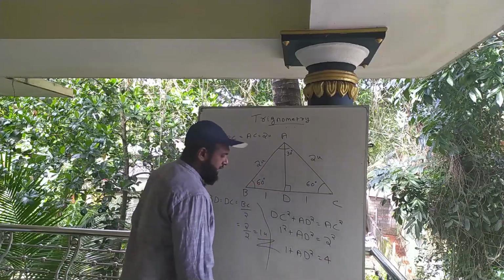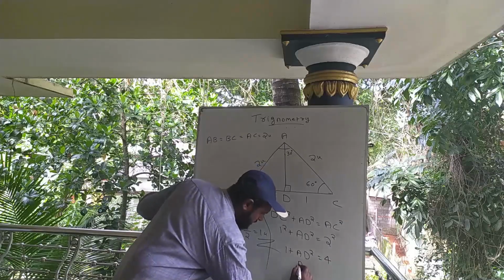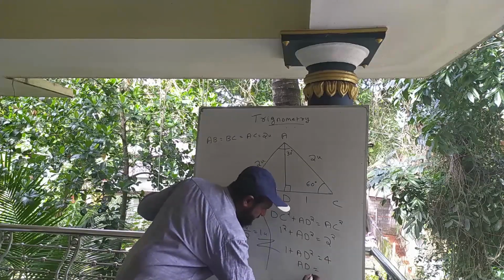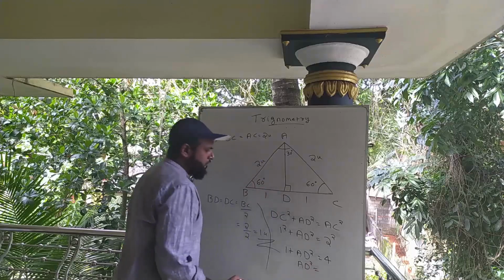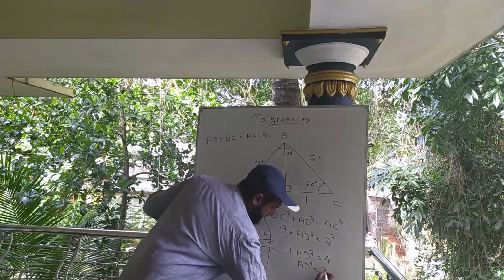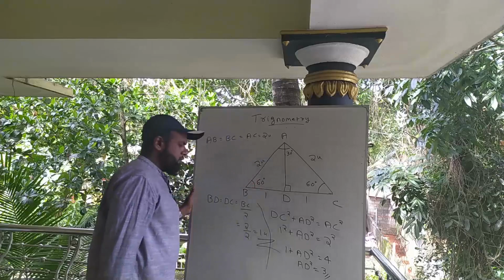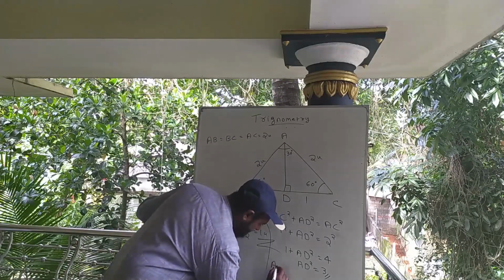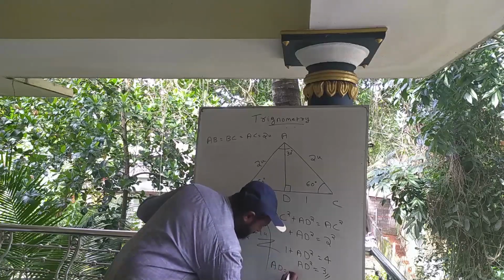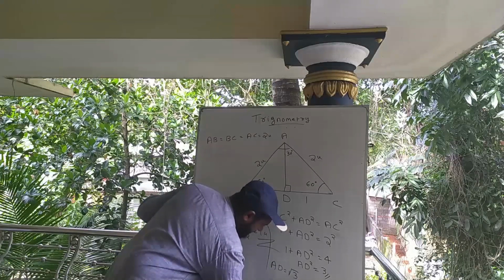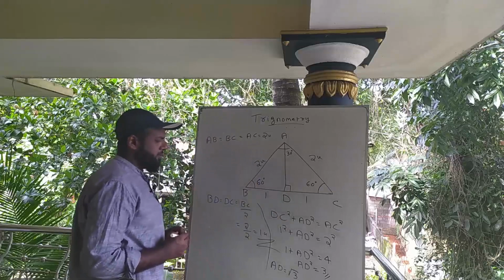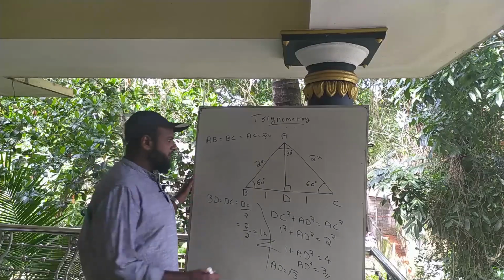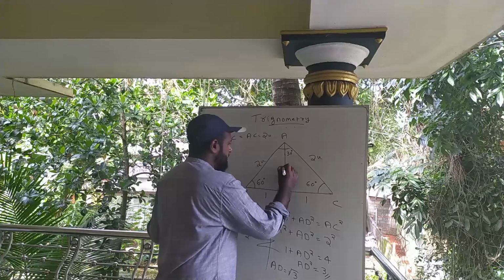What is AD? What is AD square? Equal to 4 minus 1, that is 3. What is AD? Equal to root of 3. AD equal to root of 3. So we can write AD as root 3.